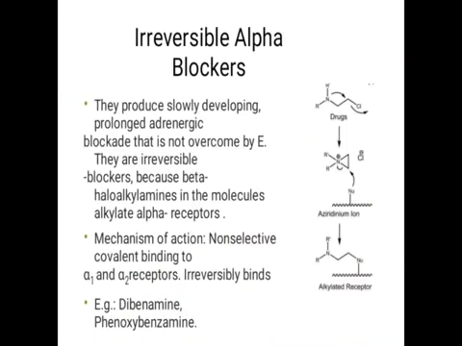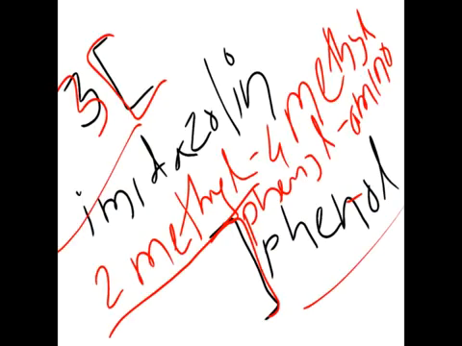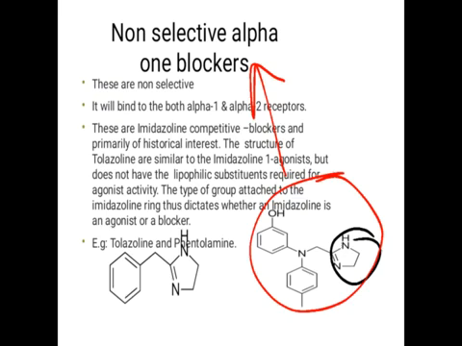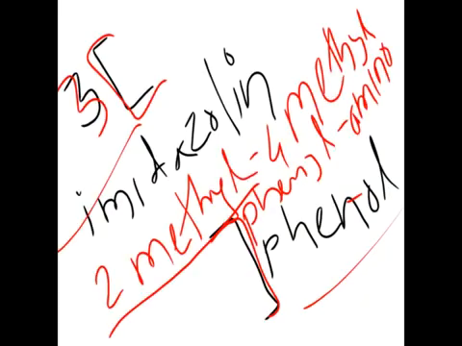Now, this was the non-selective reversible alpha blockers, that is tolazoline and phentolamine. Now we will move to the next part, that is the irreversible alpha 1 blocker or irreversible non-selective blocker. When we call it an irreversible drug, it means the drug binds to the receptor permanently, and it will not leave the receptor after completion of the reaction. Such drugs are called irreversible drugs.